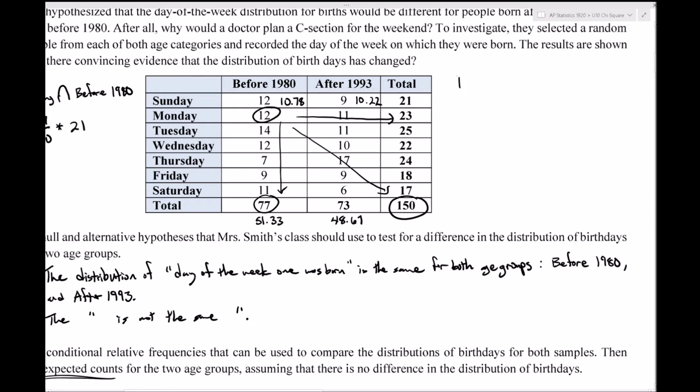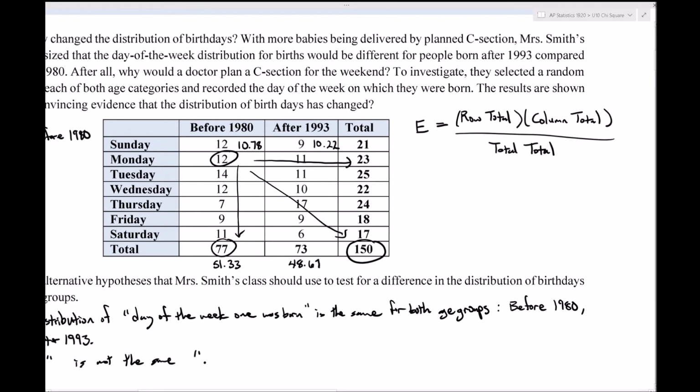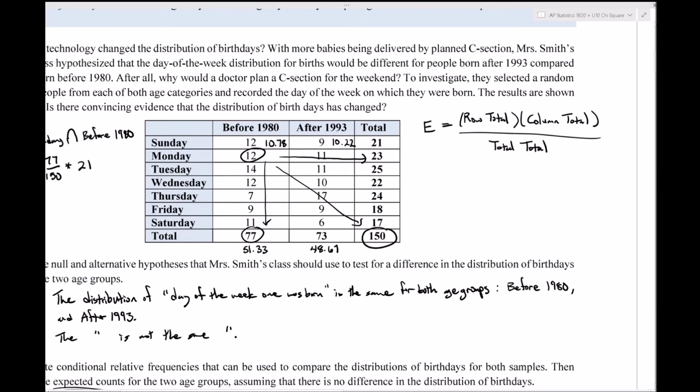So the formula for an expected count. Expected count is equal to the row total, multiplied by, and it's no particular order needed, column total. And this will get divided by the actual total. So I could write the total, big total if you want. And that's our formula for finding the expected counts.